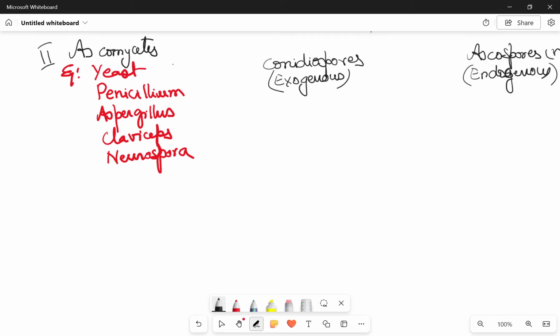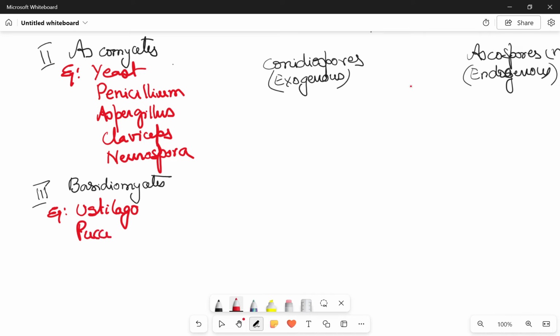Next class is Basidiomycetes. The examples for Basidiomycetes: Ustilago, Puccinia, Agaricus. The asexual spores are not found here. In Basidiomycetes, asexual spores are not found.